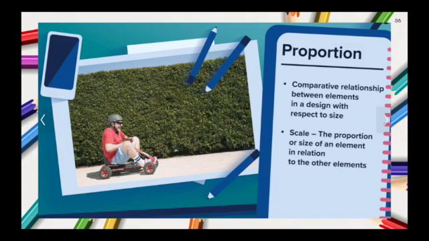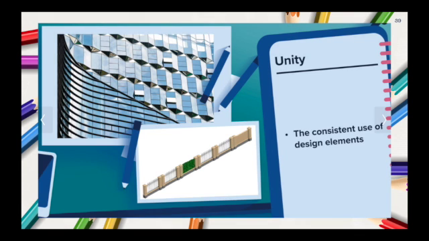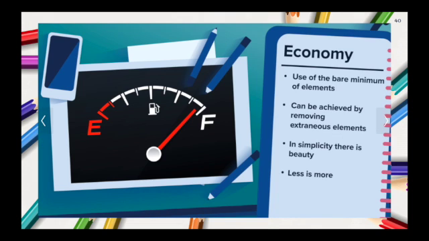Next, we'll look at proportion. Proportion is when there is a comparative relationship between elements in a design with respect to size. As an example, we have scale, which is when the proportion or size of an element in relation to other elements can be mathematically calculated. We also have unity, which is the consistent use of design elements. Last, we have economy, which is the use of the bare minimum of elements.